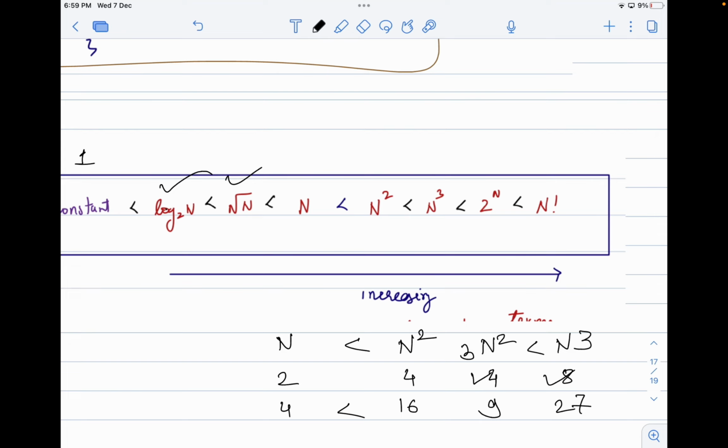So next is 2 raised to n. N cube is less than 2 raised to n. Obviously here the power is 3, but this is n. You can't say how much it is. It can be more than 3, but it will always be greater. And the last is n raised to 0.